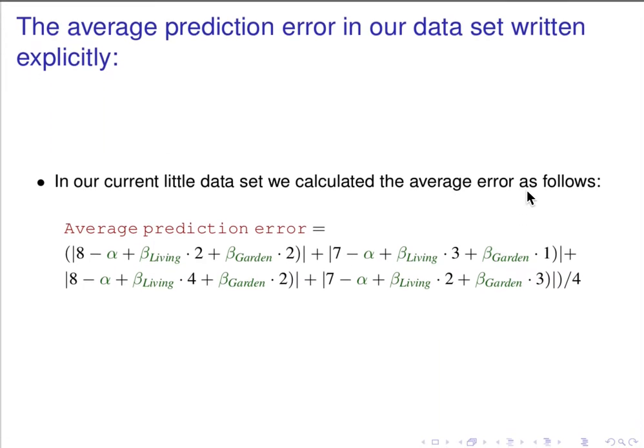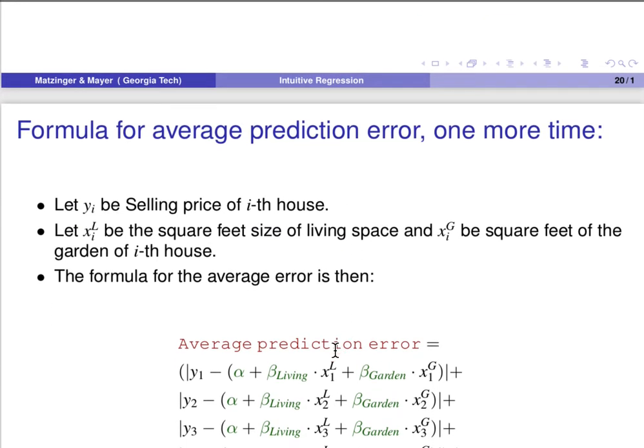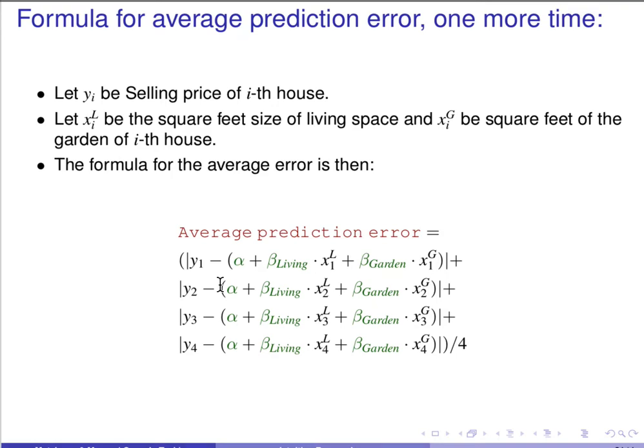And we can write this explicitly here. This is the error of the first house, the error of the second house, the error of the third, the error of the fourth. And I quickly want to introduce this notation. We'll always use y for the quantity to be predicted, in our case, the selling price of the ith house, yi. XiL is the square feet size of living space, XiG the square feet of the garden of the ith house. The formula for the average error is then pretty much as before.